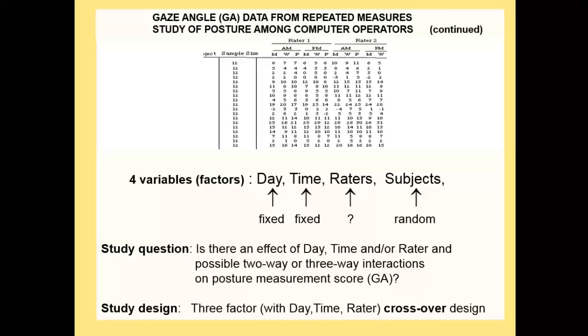Should rater be considered a fixed effect or a random effect? If it's a fixed effect, then day, time, and rater are all fixed effects, and you could talk about day times rater, time times rater, in the model statement. But if rater's a random effect, you can't put rater in the model statement, right? Because if it's a random effect, it has to be in a random statement. You got what I'm saying?